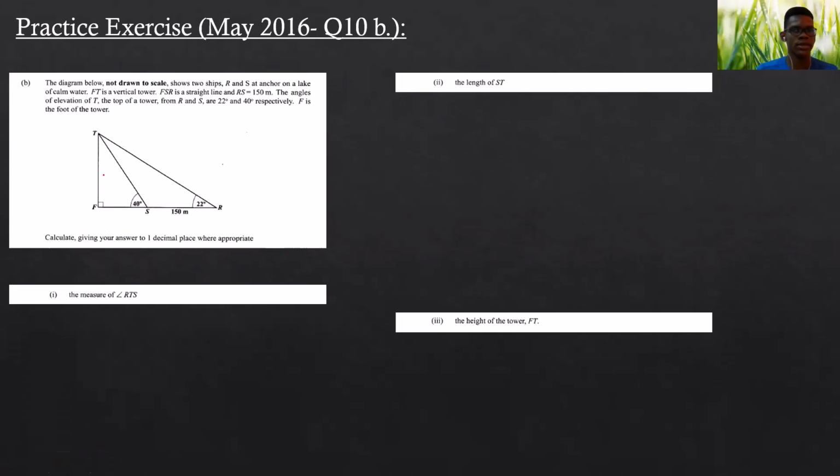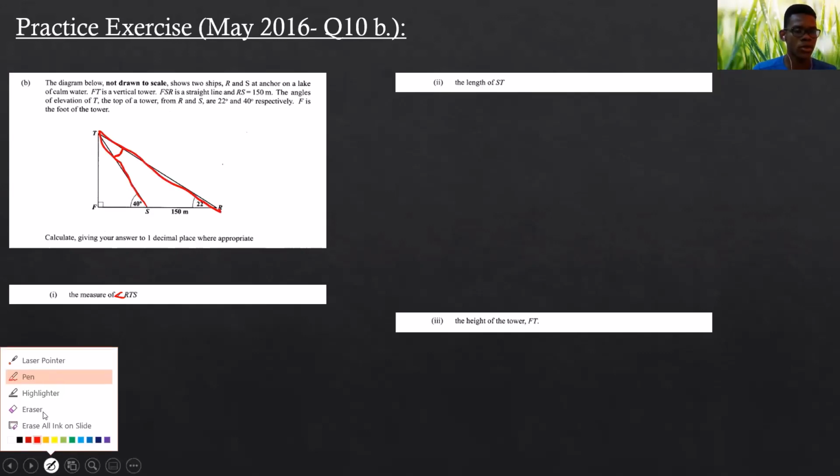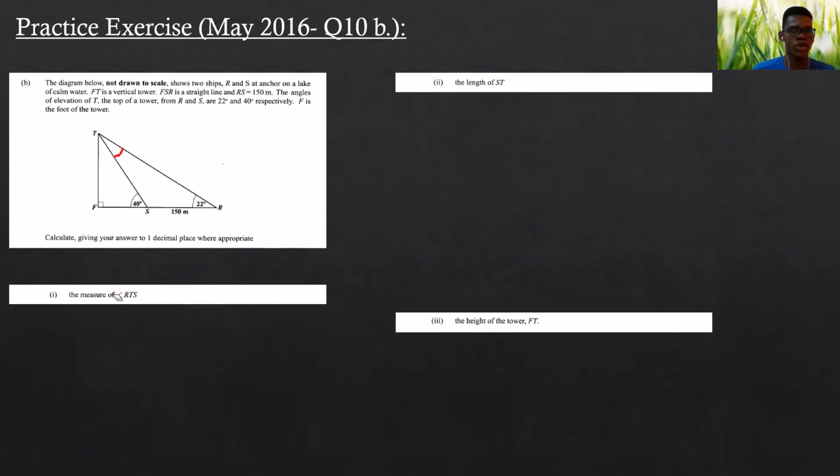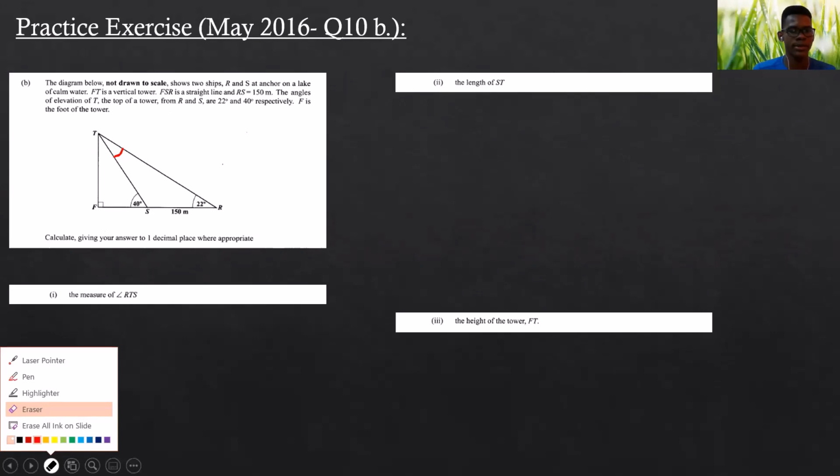There's a few ways you can get this. Like Ryan correctly corrected me, angle RTS. So we just follow those lines. I'm looking at this angle over here. This would be the angle RTS. So what would be the measure for this angle RTS? How would you go about calculating this?